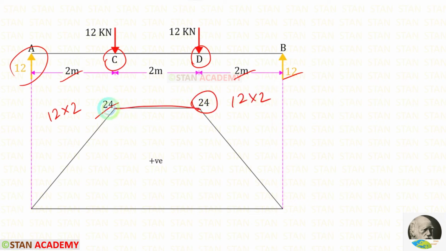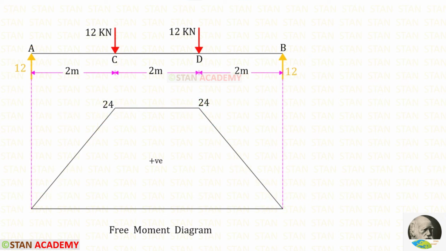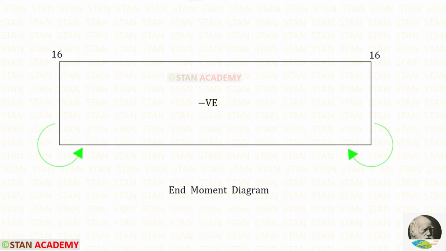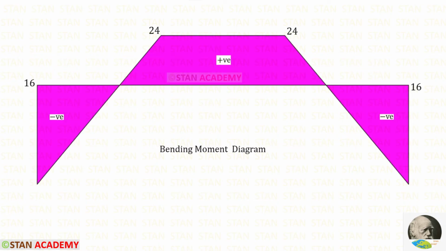Then we can connect this line and connect to the bottom line. This diagram is called the free moment diagram. Then using the fixed end moments, we can draw the end moment diagram. For MA, we have got 16. For MB also, we have got 16. Since both of them are same, we have a rectangle shaped diagram. Then we can combine both of the diagrams so that we will get the bending moment diagram. If we wanted to find the maximum positive bending moment, we have to find this height. 24 minus 16, we will get 8.